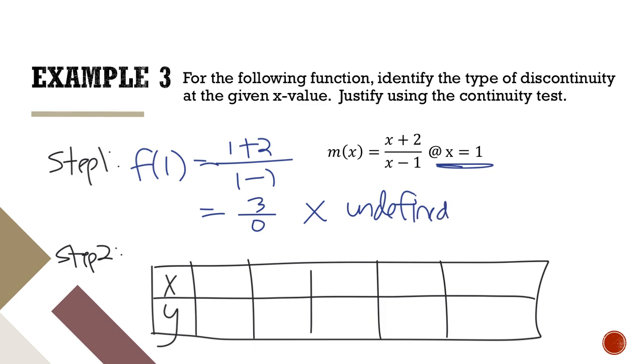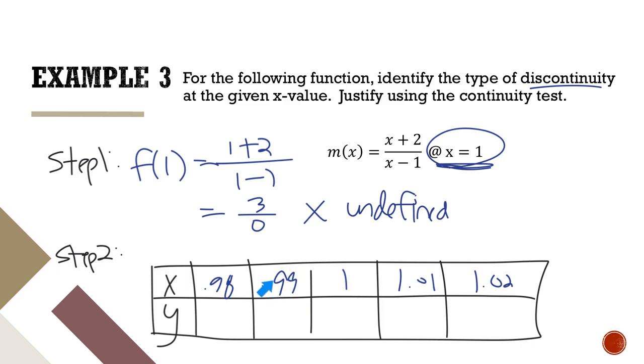So this would fail that first step. So it has a discontinuity, it's a discontinuous function. But what kind? Step 1 failed. Now let's check the next one. Again, we're going to plug in values of x like 1.01 and 1.02. Let's do 0.99 and 0.98 and plug those values into the function.